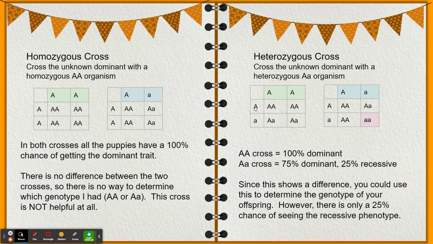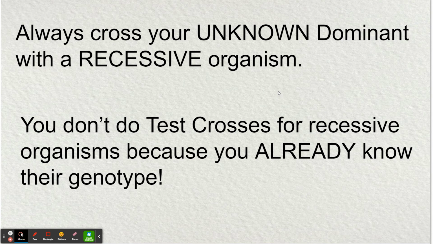So we always want to go with the recessive organism in a test cross because that gives us that 50% chance of seeing that recessive come out and seeing a difference, knowing whether it's the homozygous dominant big B, big B or the heterozygous big B, little b as our parent. So always cross your unknown dominant with the recessive organism in a test cross. Now, if you haven't figured it out yet, you don't do a test cross for a recessive organism because if you have a recessive organism, you already know its genotype. You don't have to do a test cross.